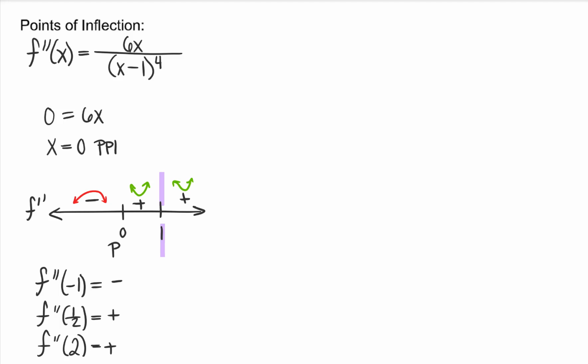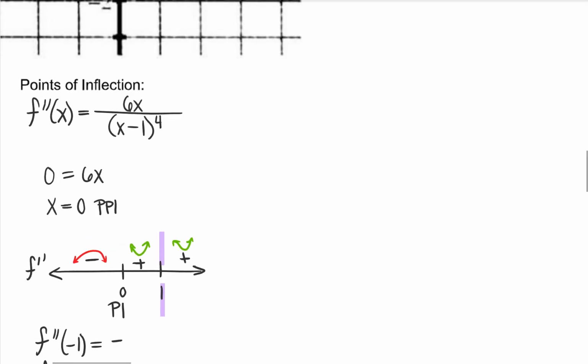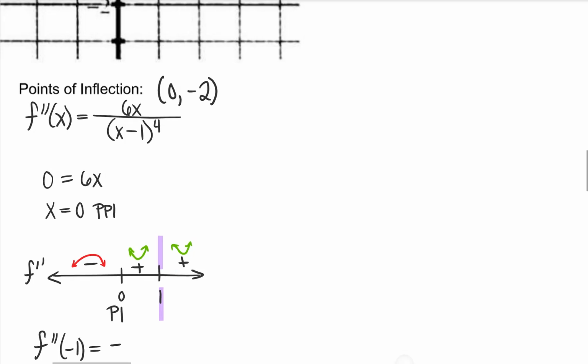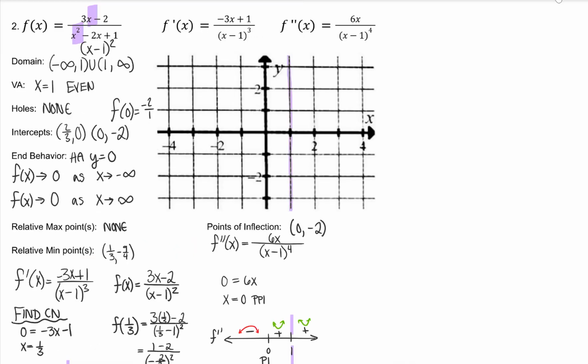That means that our possible point of inflection at 0 is an actual point of inflection because the second derivative is equal to 0 at x equals 0 and the graph changes concavity. That point we already found the y value to. That's our y-intercept, and it's also a point of inflection. Time to graph. X equals 1 is an even vertical asymptote. (2/3, 0) is an x-intercept.